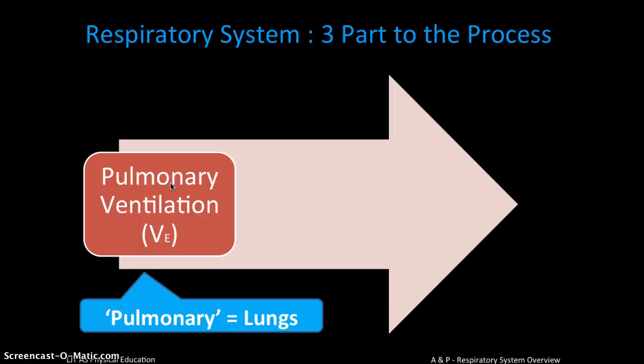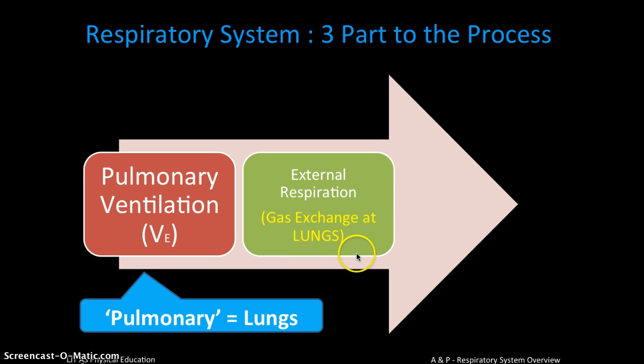So we're getting air into our lungs, into our alveoli, and the next role the respiratory system has is to get it from our alveoli, our air sacs, into our blood. This comes by a process called diffusion, which we'll look at later. But this diffusion or gaseous exchange occurring at the lungs is termed external respiration.